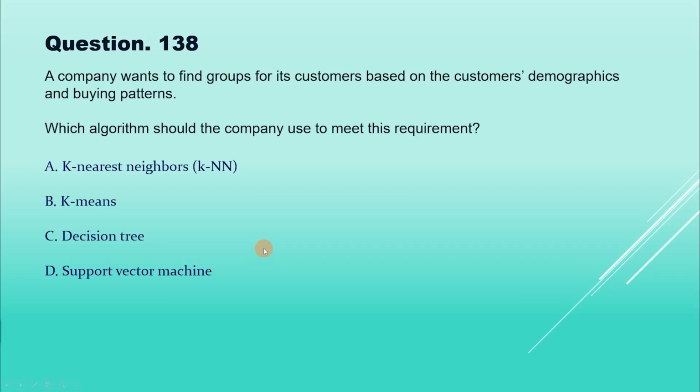Let me reveal the correct answer here. Option B, K means, is the correct answer here. Because the company should use K means to group customers based on the demographics and buying patterns. K means is an unsupervised clustering algorithm that effectively partitions data into natural groups, making it ideal for discovering customer segments without prior labeling. So K means, option B, is correct here.